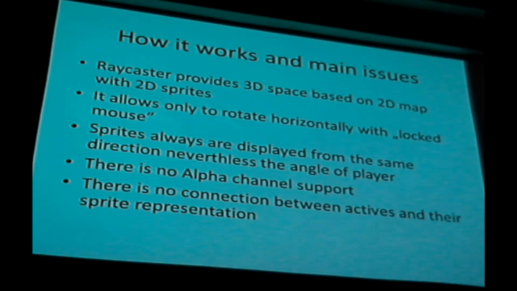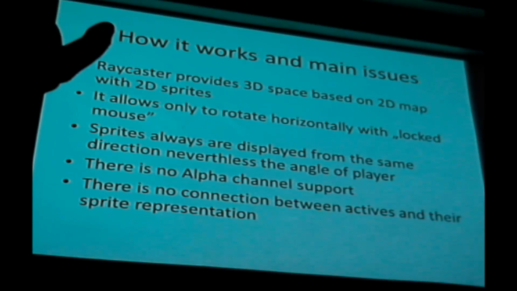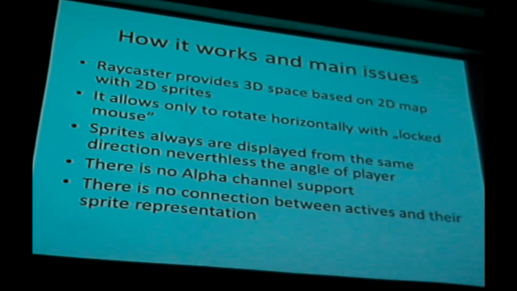So how does it work? Register provides 3D space based on a 2D map with 2D sprites. So it's pretty much working like the Stone Goose extension, that you get a 2D map, and on that base we are rendering 3D graphics for the environment. It only allows rotating horizontally with the mouse, so usually you cannot just move a cursor through it.